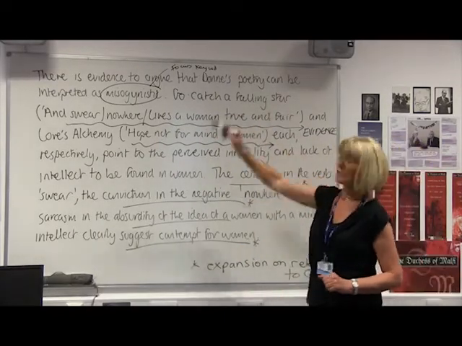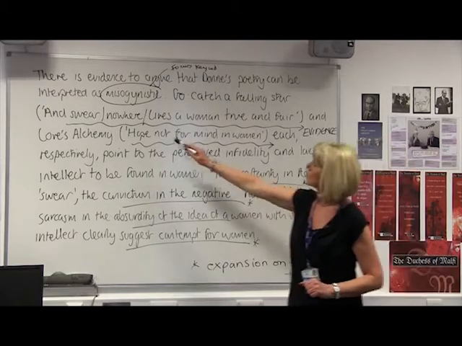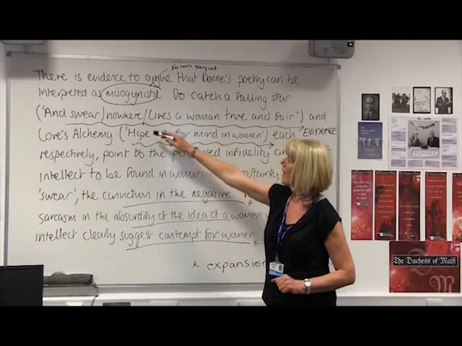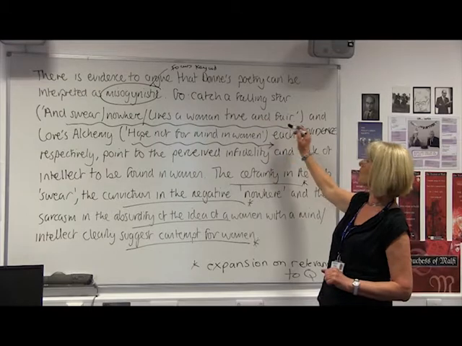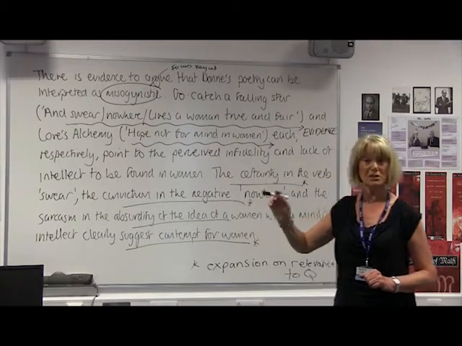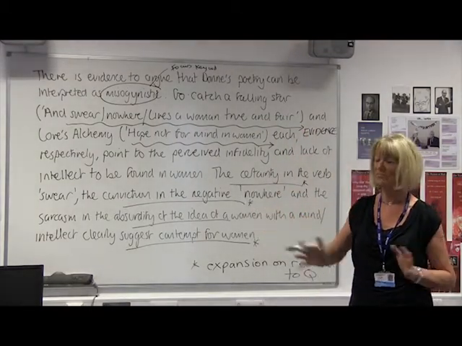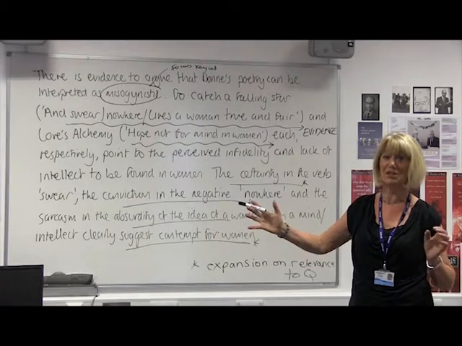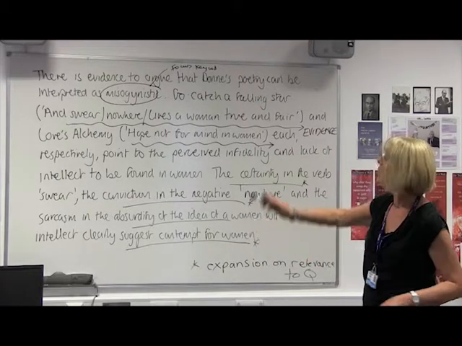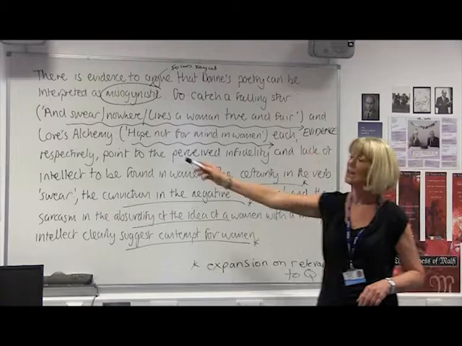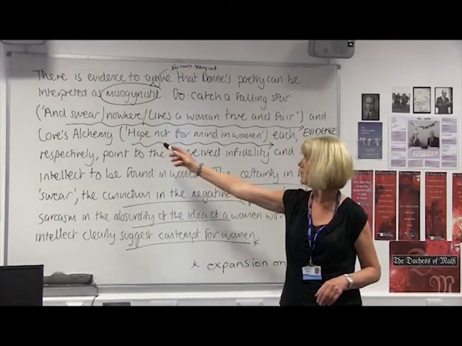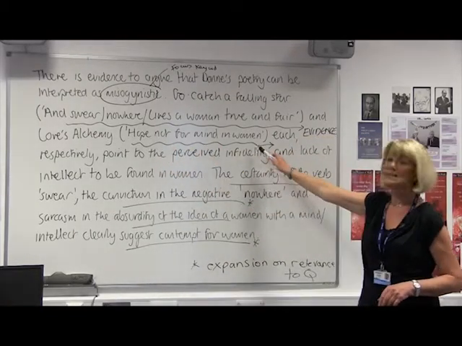Go catch a falling star, one of his poems. Here is the quote. And swear nowhere lives a woman true and fair. Further evidence. One swallow does not make a summer. Just quoting one poem where he's misogynistic won't prove that he can be. We need another. And Love's Alchemy, a second poem by him. Hope not for mind in women.